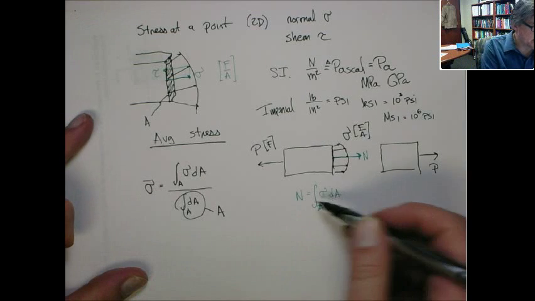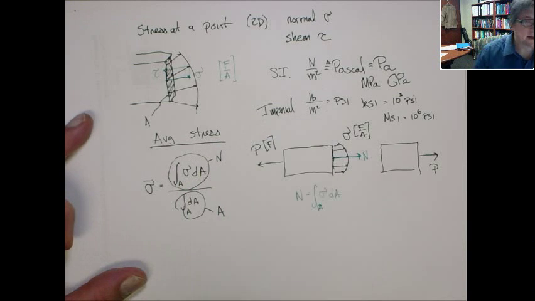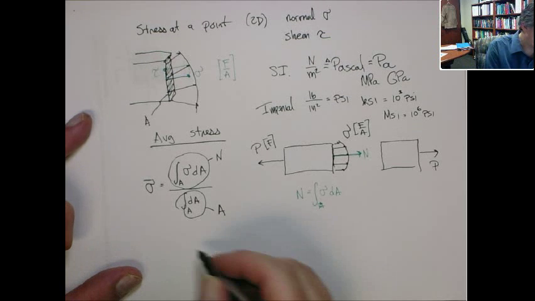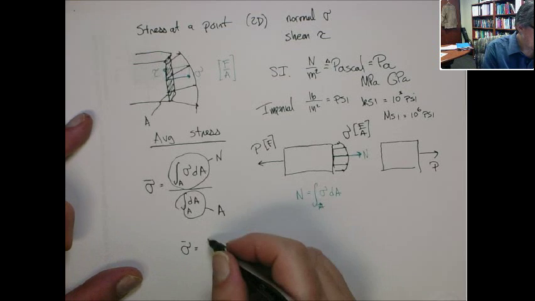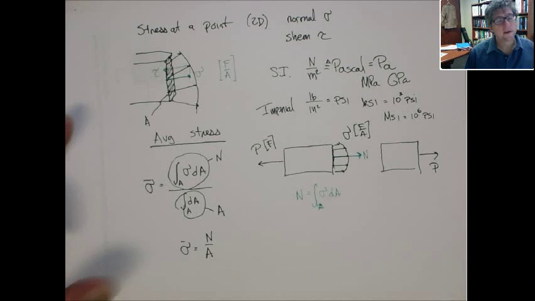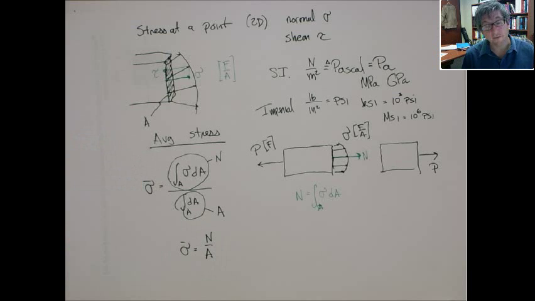And now we can immediately recognize that that's actually what's in the numerator here. So that's N. And then that tells us that the normal stress is N over A. All right? So the average normal stress is just the internal reaction force at that point divided by the area. Okay? A lot of times N is P, but be careful.